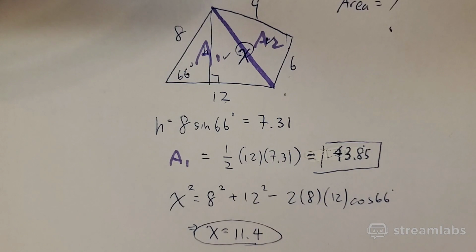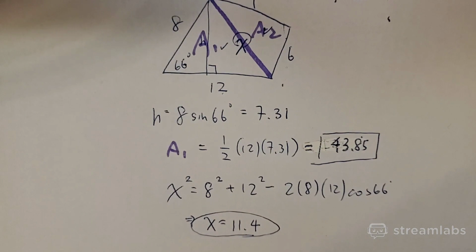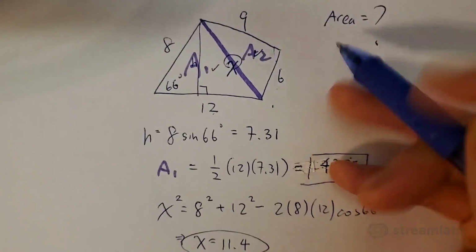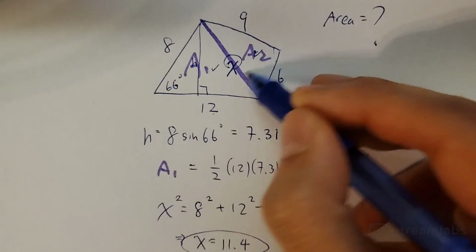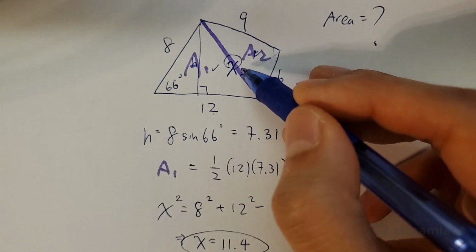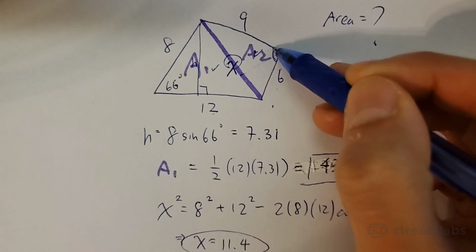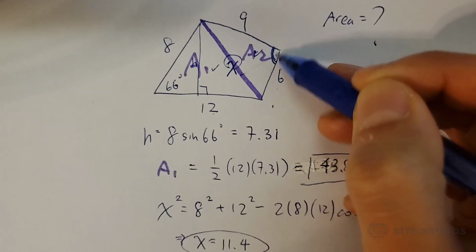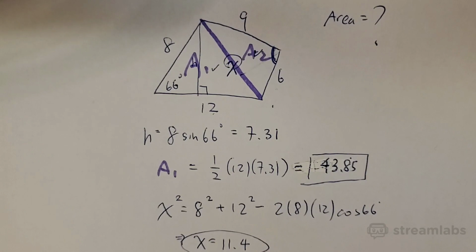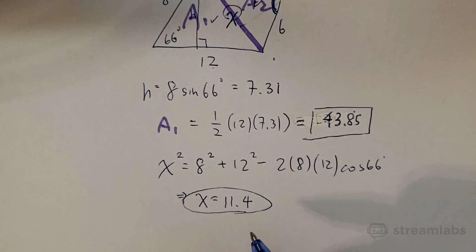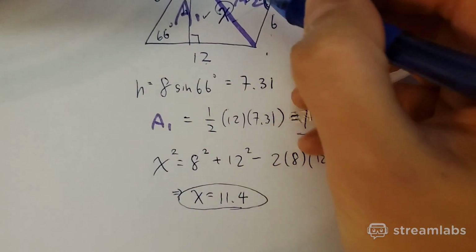All right. After you do that, you want to find the area of A2, and there are two ways to do this. One, you try to find this height first. Two, you try to find this angle first. To find this angle, you again use the law of cosines. Since now you have this, let's just call it theta.